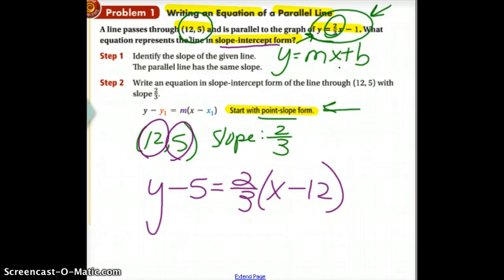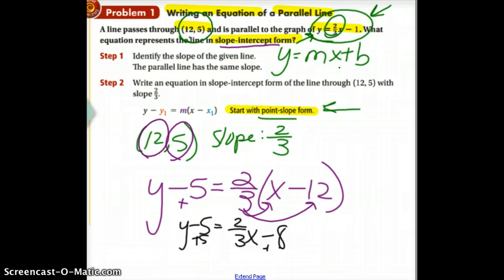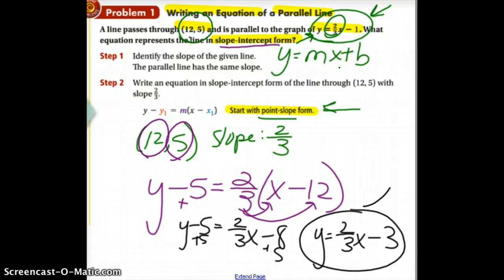However, I want it in slope intercept form. So I'm going to first distribute. y minus 5 equals 2/3 x. And then we've got to figure out negative 12 times 2/3, minus 8. Add the 5. Final answer, y equals 2/3 x minus 3. There is my equation of the new line that's parallel to this line. Notice they have the same slope of 2/3 and different y-intercepts.